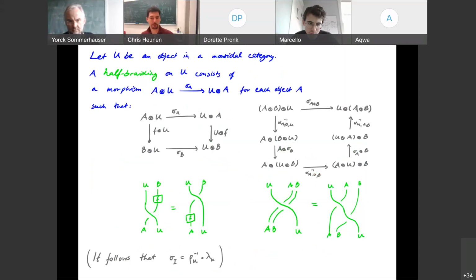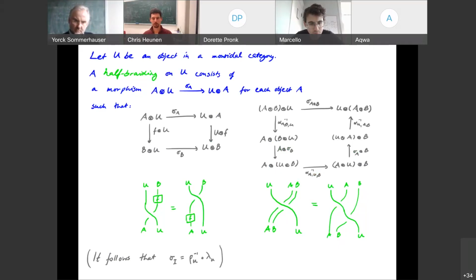Now, for the last 10 minutes, let's say, I want to talk about if I start with a monoidal category, how can I make it braided? There's a way of doing that. It's called taking the center of a category. So let's suppose, given a monoidal category, I'm going to talk about what's called a half braiding in that category.